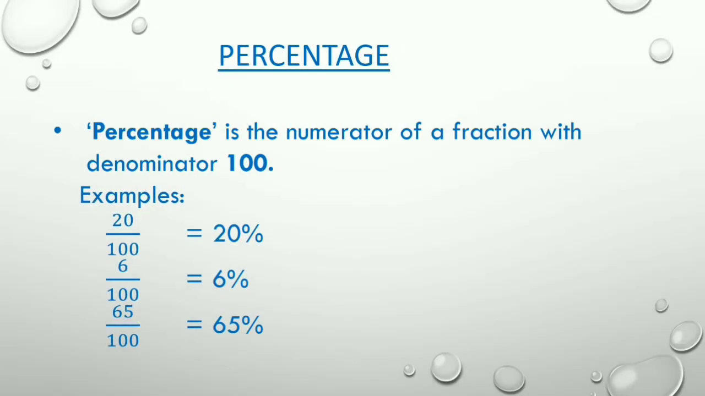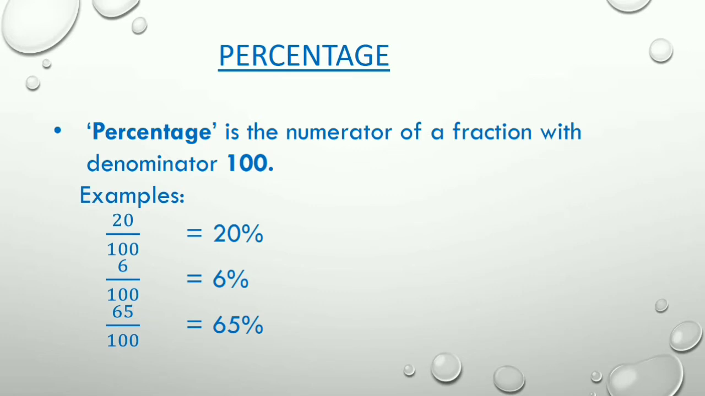So, we can define the term percentage now. Percentage is the numerator of a fraction with the denominator 100. We have already seen that a percent is a fraction with the denominator 100. So, a percentage is the numerator of that fraction with the denominator 100. For example, if you have a fraction 20 by 100, it can be written as 20%.